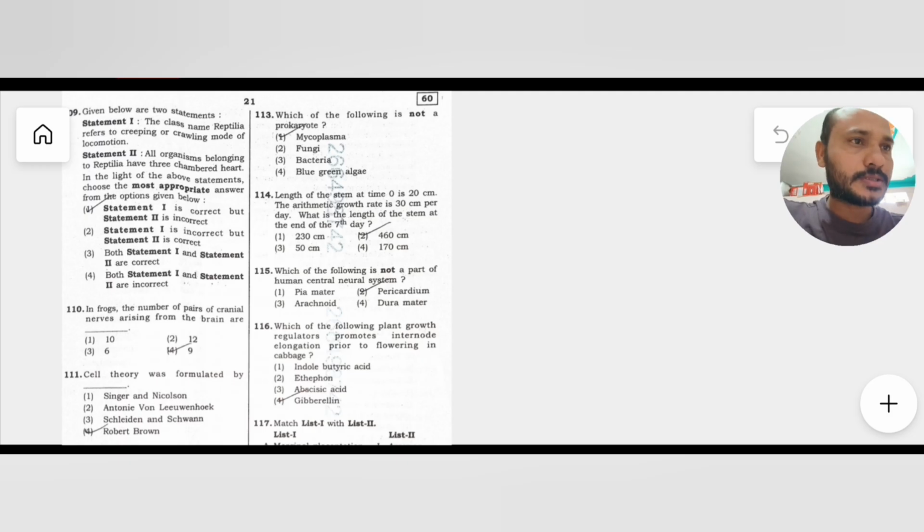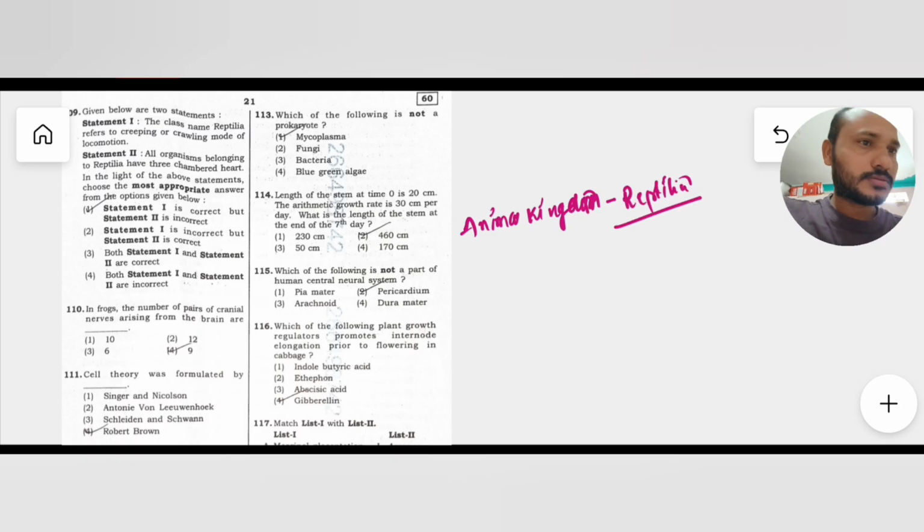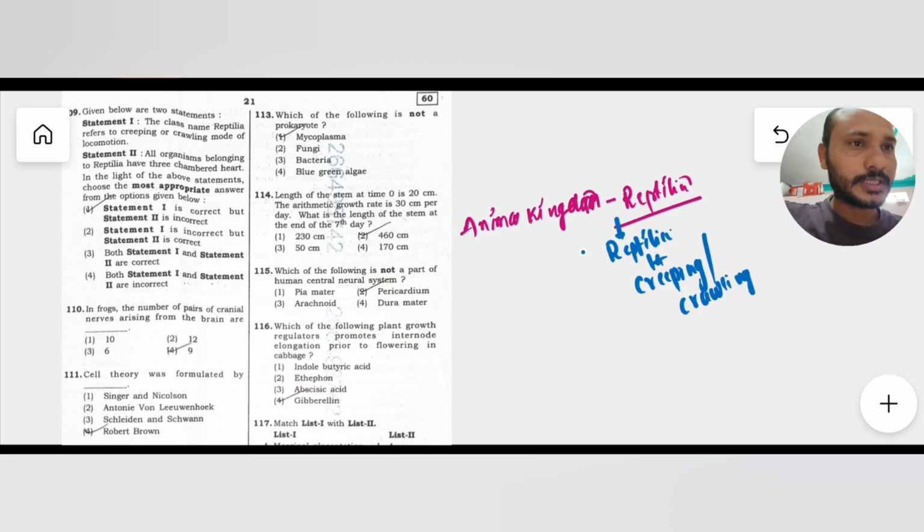Okay, let's start some discussion. These questions are framed from the animal kingdom, which focuses on a special class called Reptilia. Literally, the class Reptilia refers to creeping or crawling. Organisms having a locomotion like creeping or crawling are placed in a class called Reptilia. Based on their locomotion, they are classified into a separate class called Reptilia, meaning they have a creeping and crawling mode of locomotion.